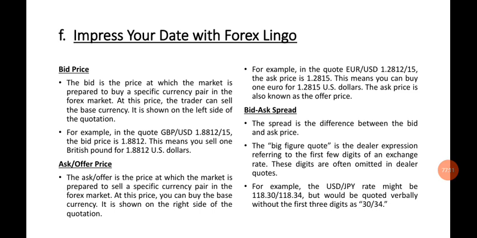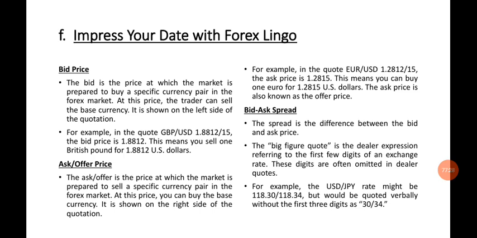So let me just explain this last bullet point. This 1.8812 is your bid price, while the 1.8815, that slash 15, that's the 12 and the 15, is your ask price. So now, ask or offer price.